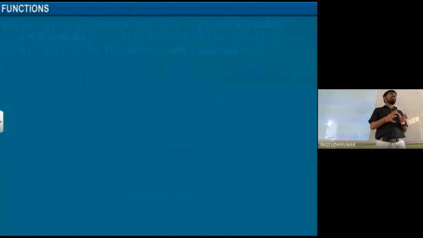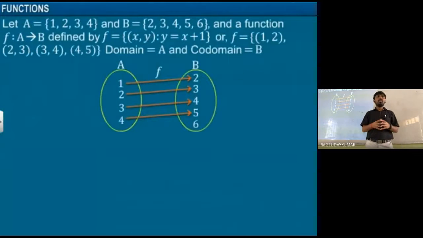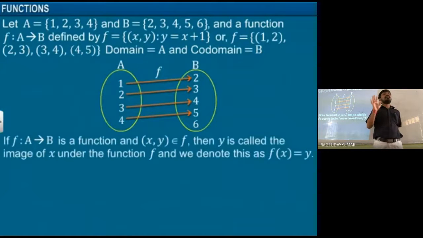So a relation is said to be a function if every element has an image. So now let A equal 1, 2, 3, 4. If you are taking this condition here, domain is A and codomain is B. Range is the same way. So whether it is a function, if f from A to B is a function, y is called the image of x. This is called the image of this one, and this is called the pre-image of this one.